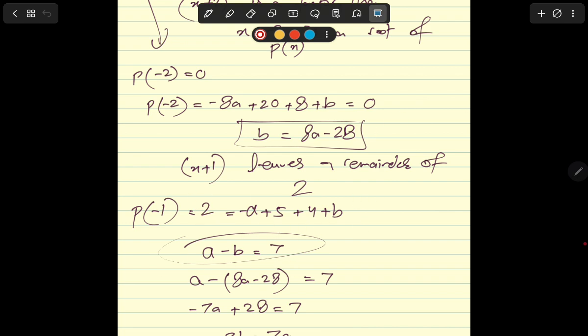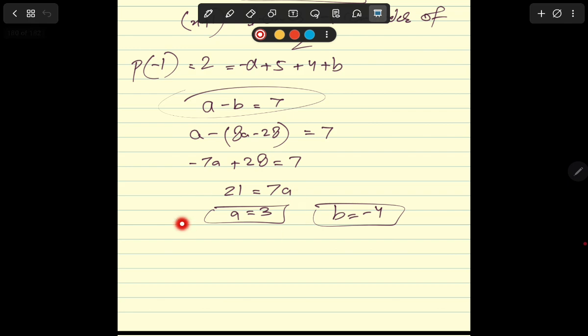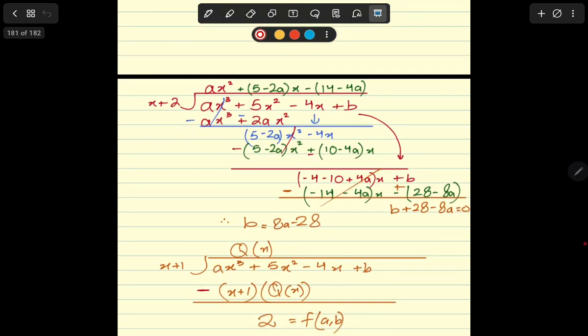And solving this and this simultaneously, it produced us the values of a is equal to 3 and b is equal to negative 4. However, if you had to do it all the way through long division, then this would have been a nightmare. Let's say you put this cubic polynomial inside the long division, you divide it by x plus 2, it must produce a remainder of 0.